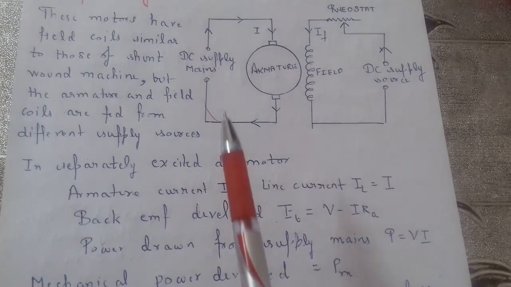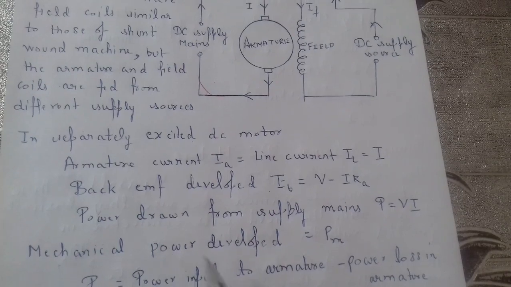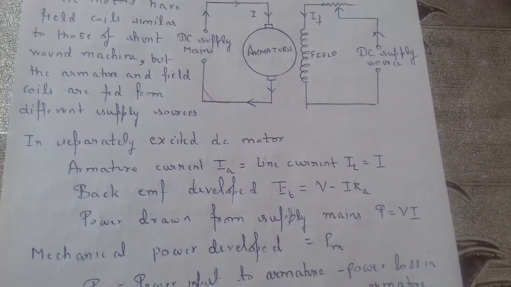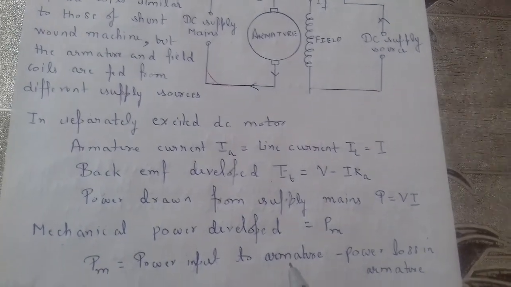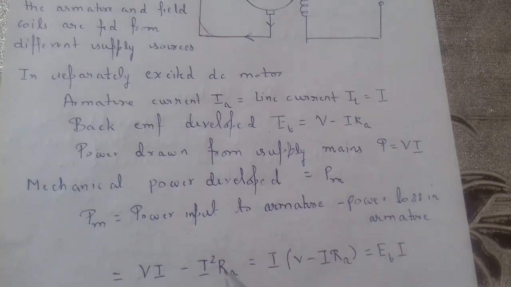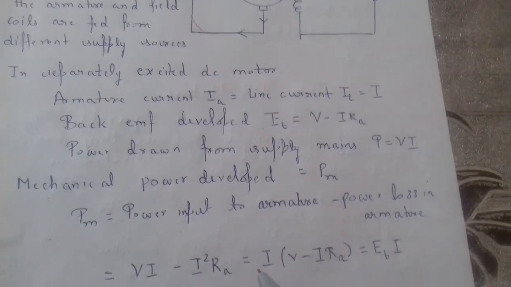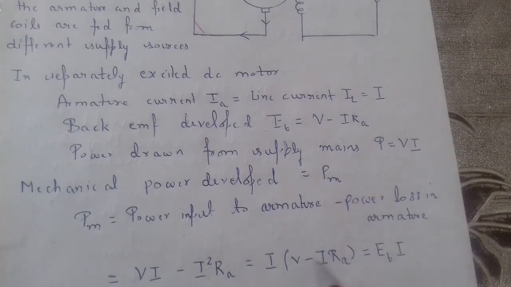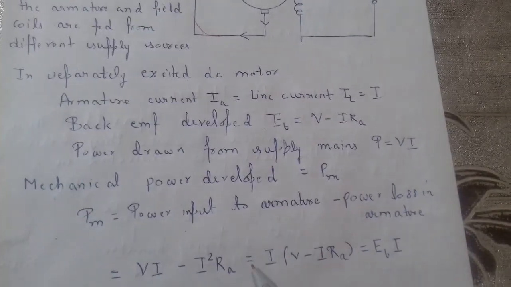Now power drawn from the supply mains will be equal to V into I, and mechanical power developed, PM, meaning the output you get, will be the power input to the armature, which is equal to V into I minus the power loss in the armature, which is equal to I square RA. So we take I common: V minus I into RA is equal to EB. So EB into I is the mechanical power developed.